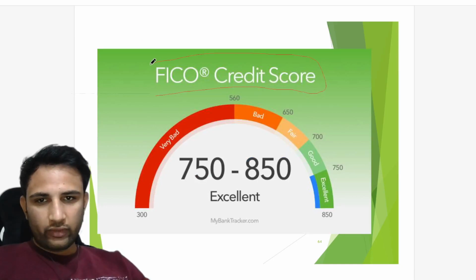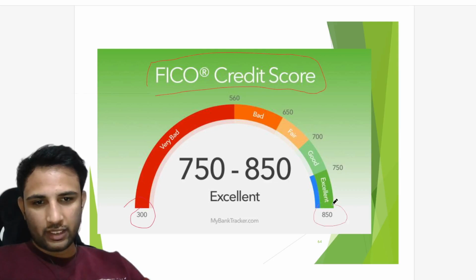There is a term called FICO score. It starts from 300 and the top score is 850. People with a score above 700 seem to be good for lending money.